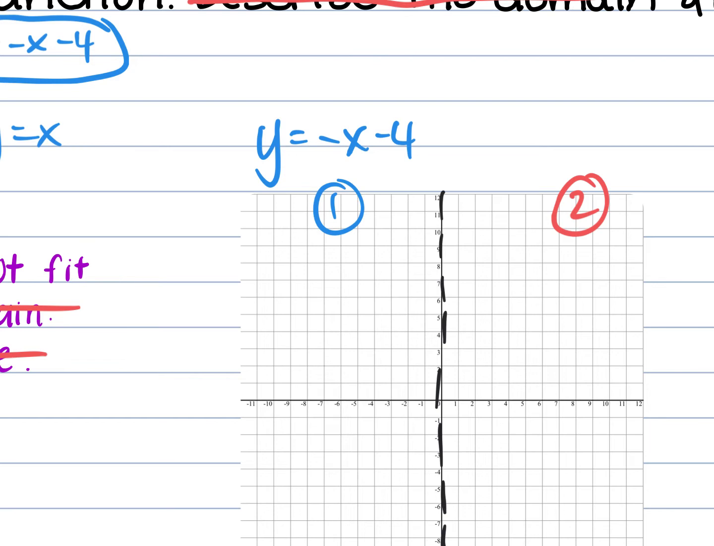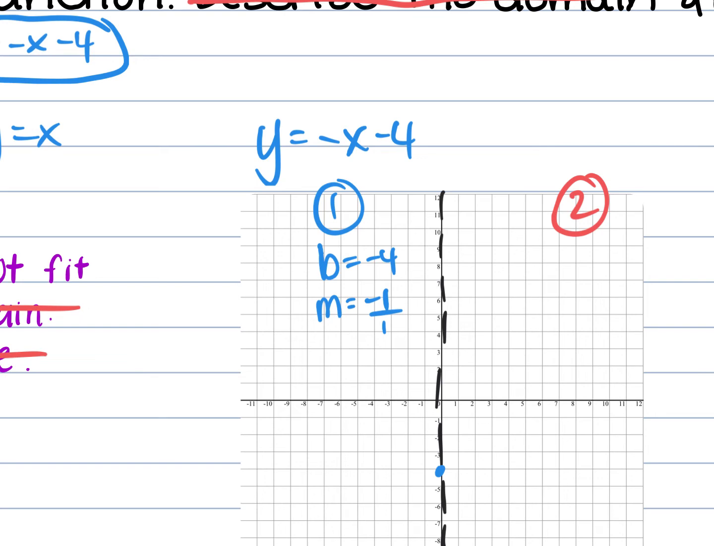You start not at 4. You start at negative 4 because that's my y-intercept. So my b value is negative 4. My slope tells me where to move from there. What's my slope here? It's negative 1. Technically, it's over 1. Now, negative 1 over 1 means it's rise over run.